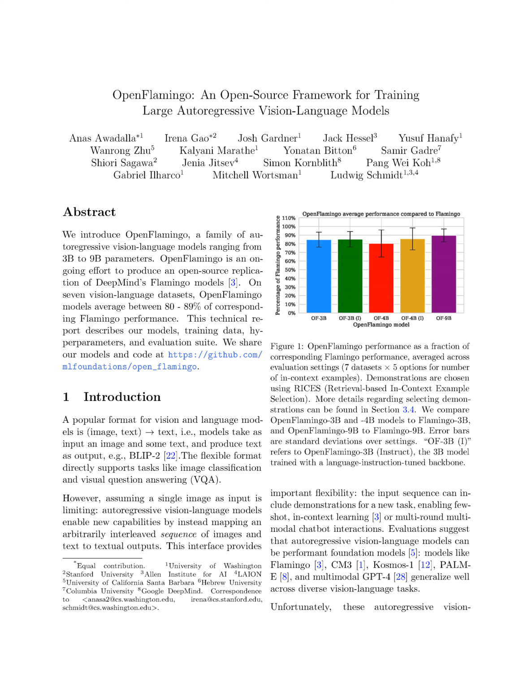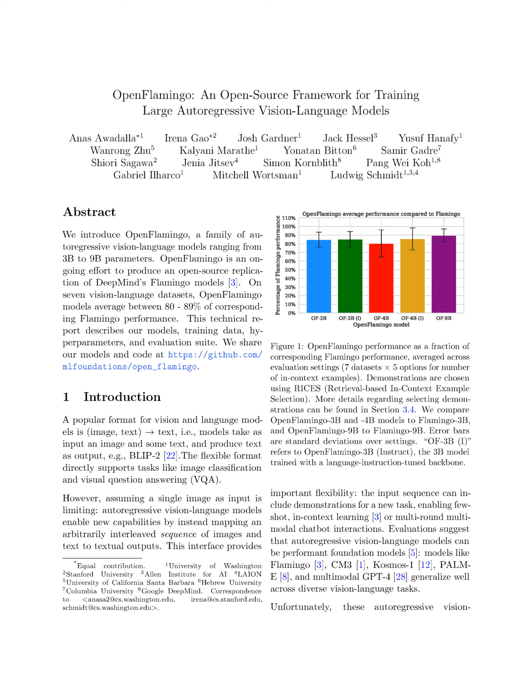Now, imagine a model that can handle a sequence of images and text, not just a single image. This is where autoregressive vision language models come into play. They offer a lot more flexibility. For instance, they can handle demonstrations for a new task, which allows for few-shot, in-context learning or multi-round multimodal chatbot interactions.